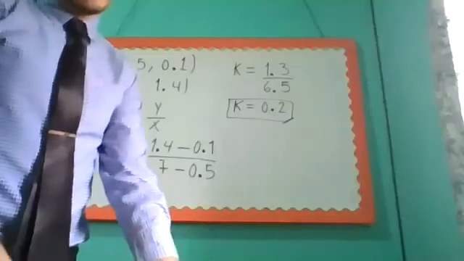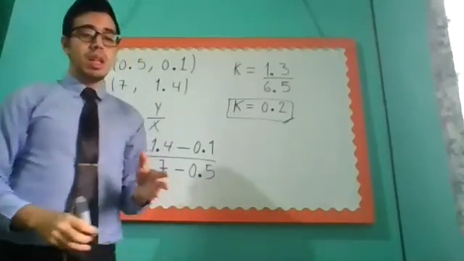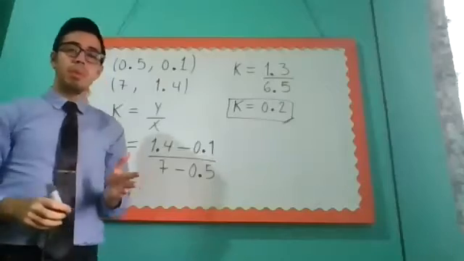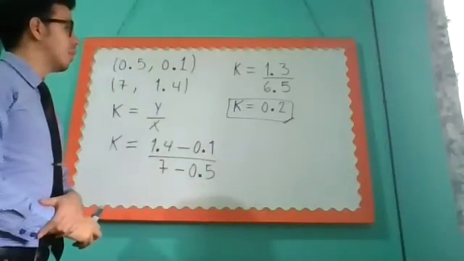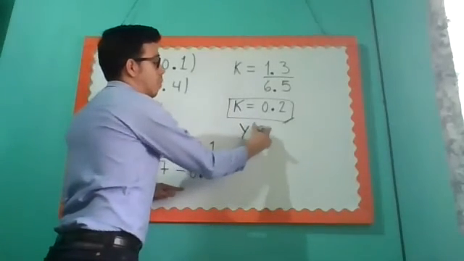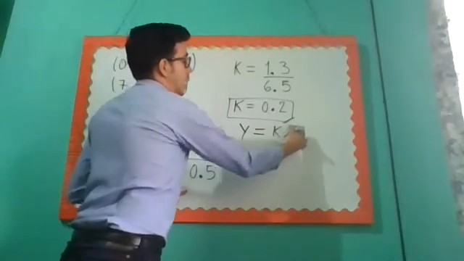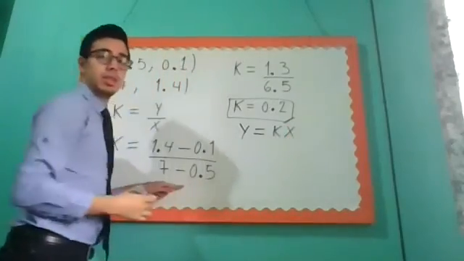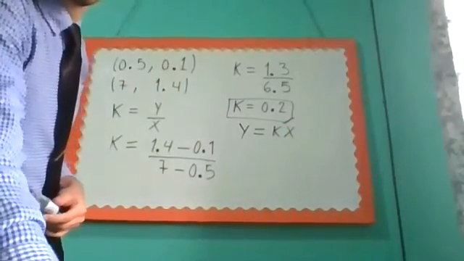What is asked in the second part? We need to name one more point in this equation. What is the equation we have? Okay, the second equation, y is k multiplied by x. I think that you remember about this equation.